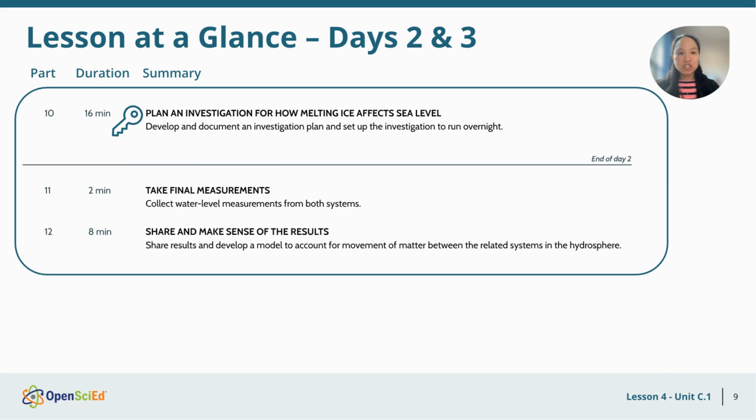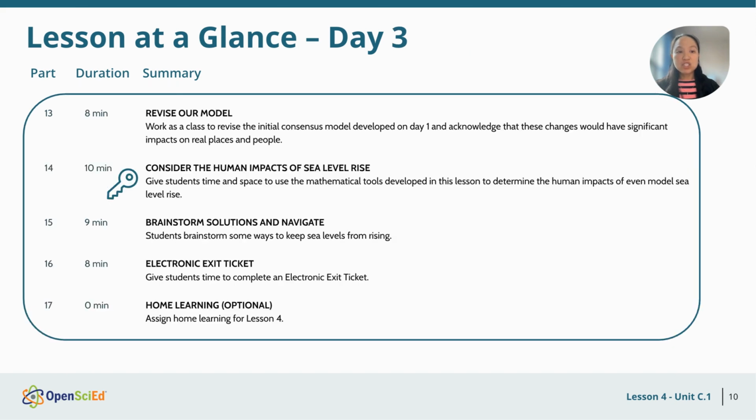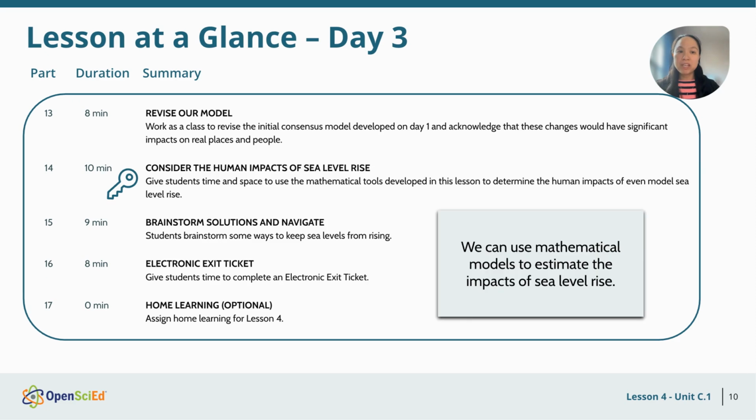In the second lesson chunk, students plan and carry out an investigation to figure out that land ice melting causes sea level to rise, while sea ice melting doesn't, since sea ice is matter that has entered the ocean and thus has already displaced the water. In the third lesson chunk, students use mathematical thinking to estimate the impacts of sea level rise.